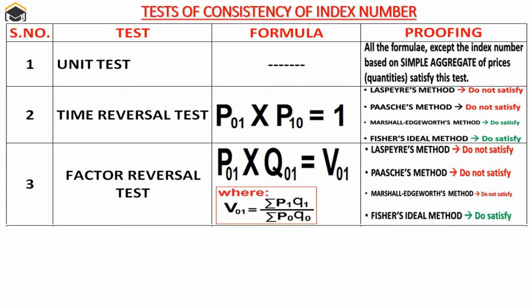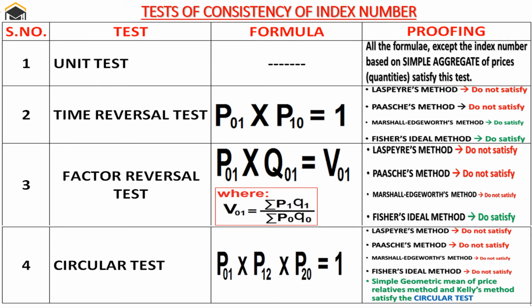Proofing: Laspeyres is not going to satisfy, Paasche is also not going to satisfy, and the Marshall-Edgeworth method is also not going to satisfy. Only Fisher's ideal method is going to satisfy the factor reversal test. Next we have the circular test.